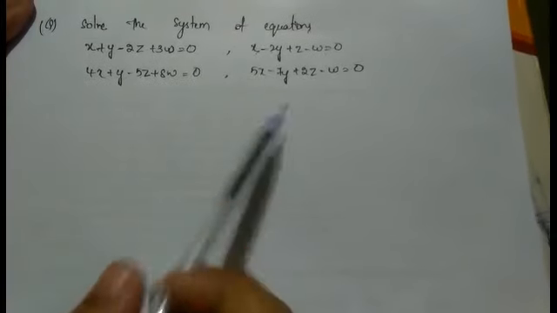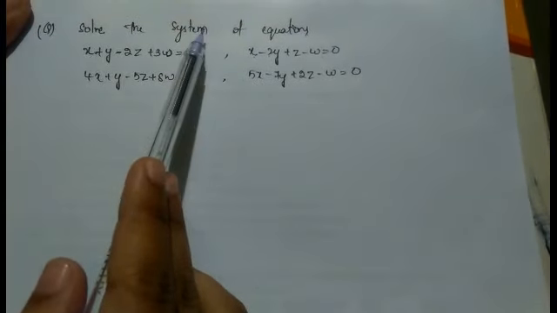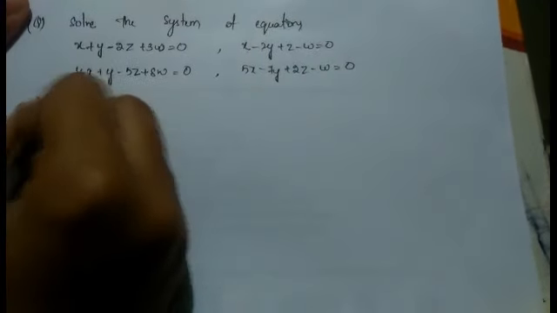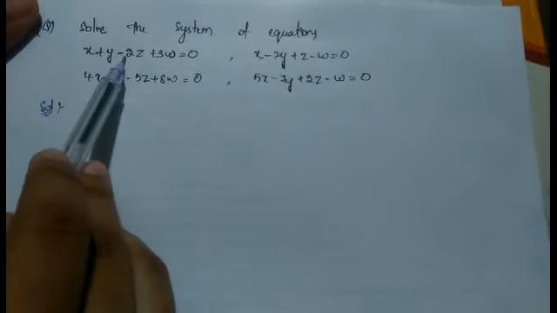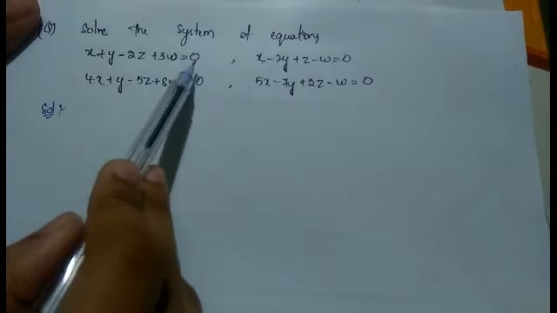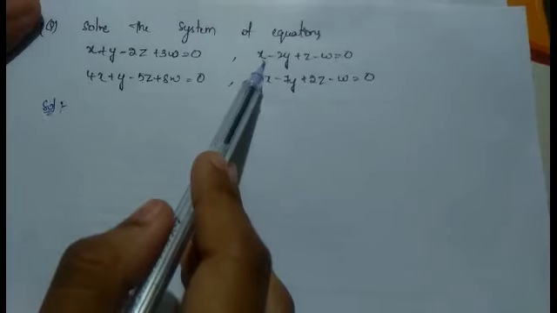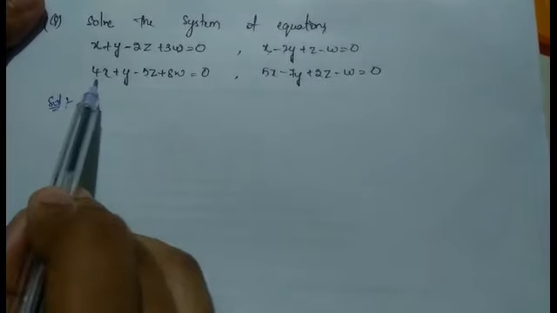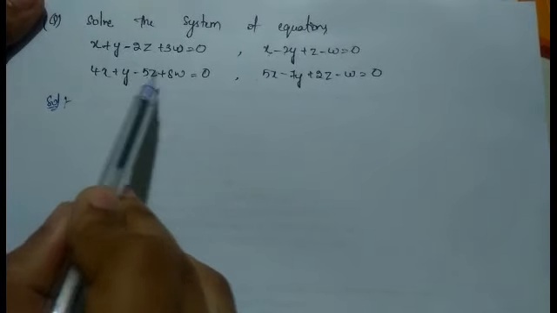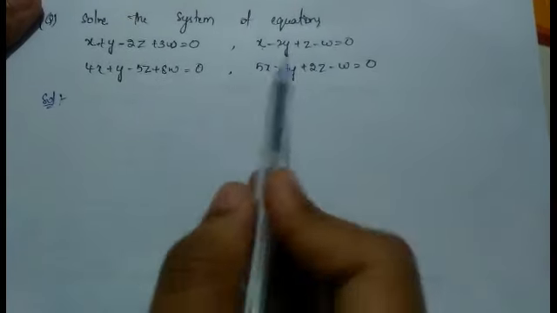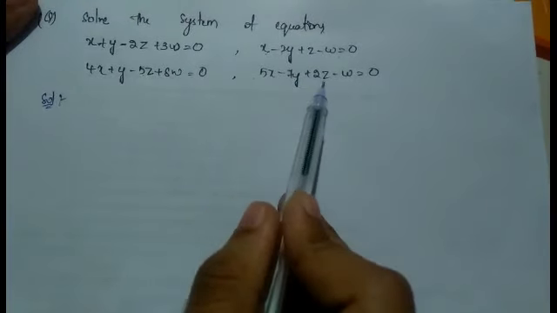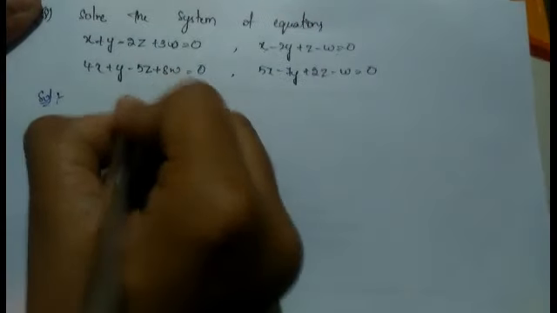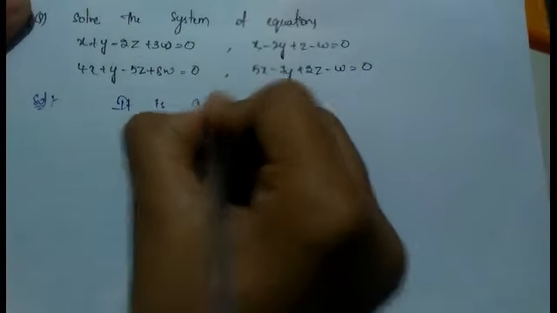We shall see a few more problems based on the topic of system of equations. This is the given question: x plus y minus 2z plus 3w is equal to 0. x minus 2y plus z minus w is equal to 0. 4x plus y minus 5z plus 8w is equal to 0. And 5x minus 7y plus 2z minus w is equal to 0. It is a homogeneous system of equations.